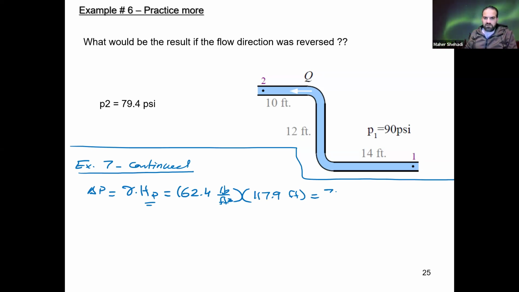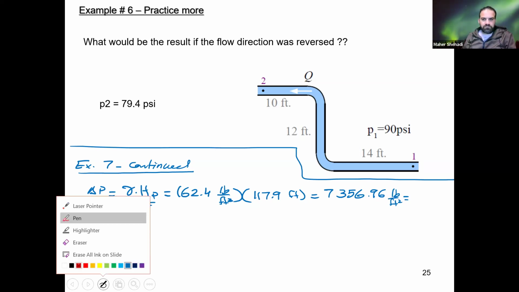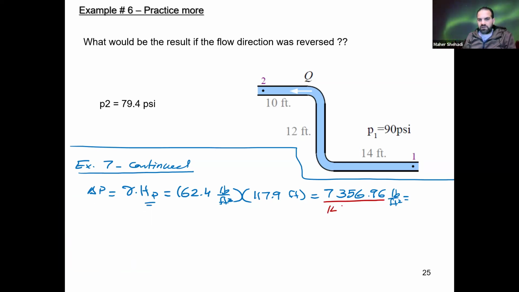So that gives 7,356.96 pounds per square foot. We'll divide it by 144 square inches per square foot. That would give me pounds per square inch, or PSI, 51.09. I'm doing a lot of rounding as I move on, so I might end up with a slightly different answer then. All right, the hydraulic horsepower now.